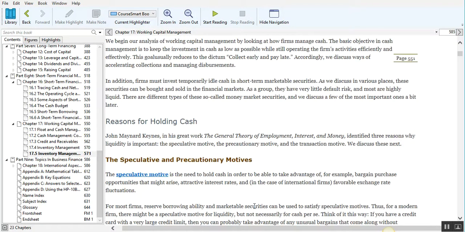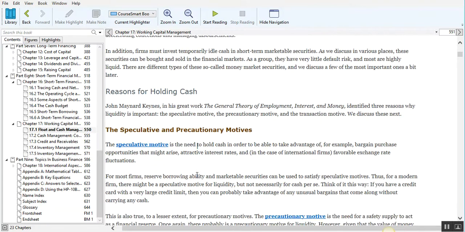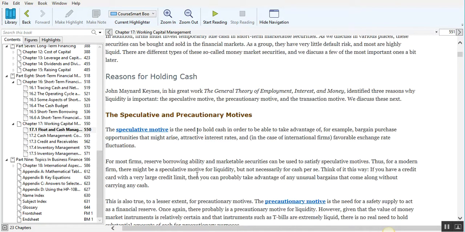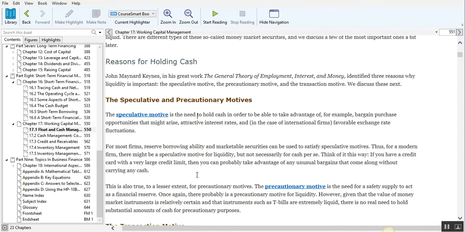First of all, we want to go back a little bit and talk about why we would want to hold cash. And John Maynard Keynes, a great economist, who basically, everybody follows Keynes whether they acknowledge it or not, identified three reasons why liquidity is important: a speculative motive, a precautionary motive, and a transaction motive. Speculative motive is a need to hold cash in order to take advantage of certain things, like a bargain purchase that might happen or something of that nature.